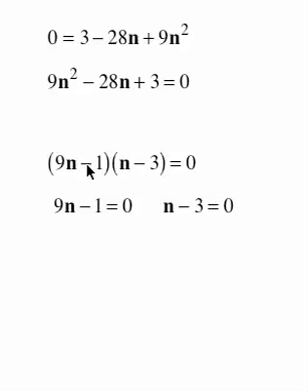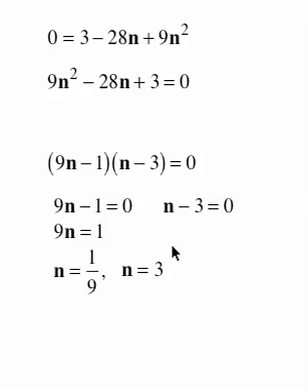So if this bracket is equal to 0, then 9n minus 1 is equal to 0. Okay, and if that's true, then I'm going to add 1 to both sides and get 9n equals 1. And then to get the n alone, divide both sides by 9 and get n is equal to 1/9. If this bracket is equal to 0, then we get n minus 3 is equal to 0. Add 3 to both sides, we get n is equal to 3. So this is the answer.